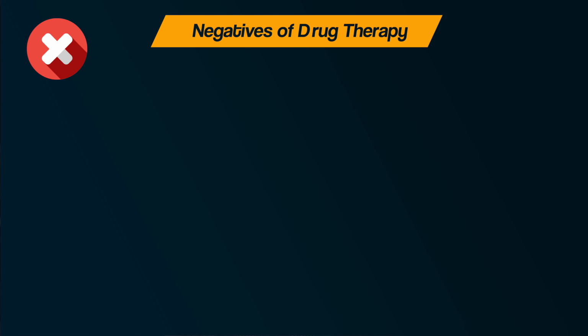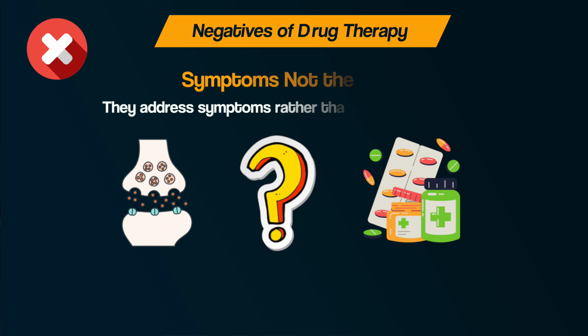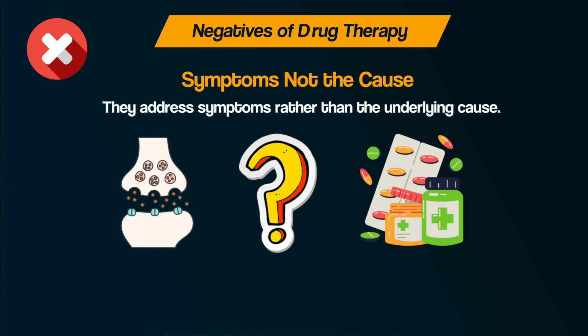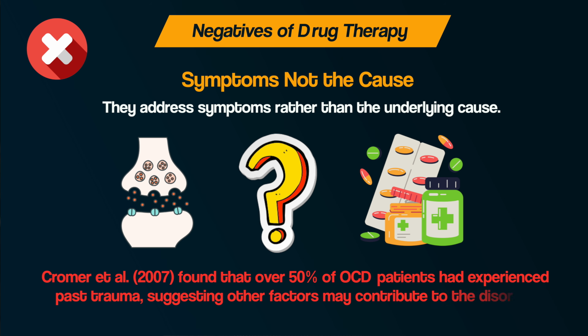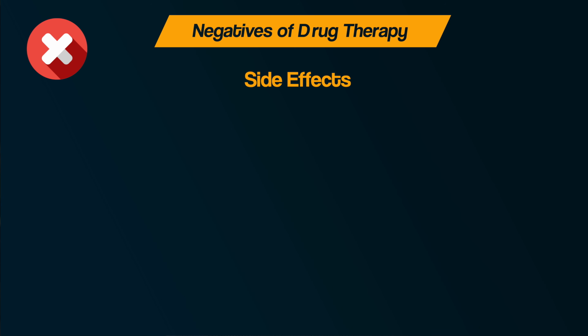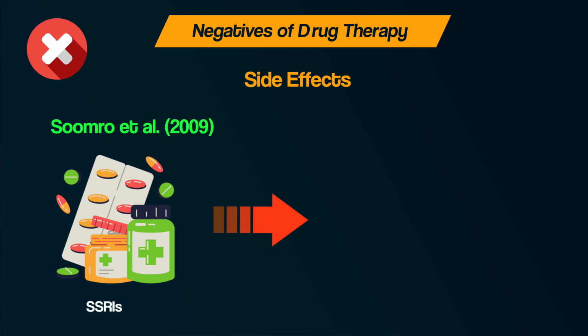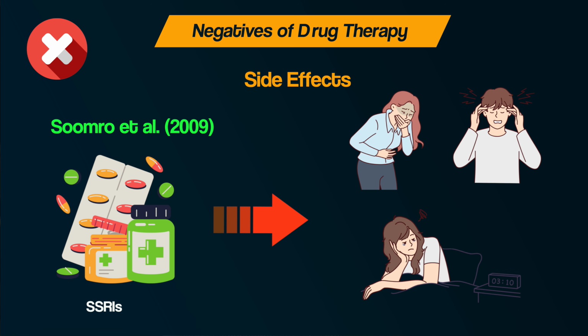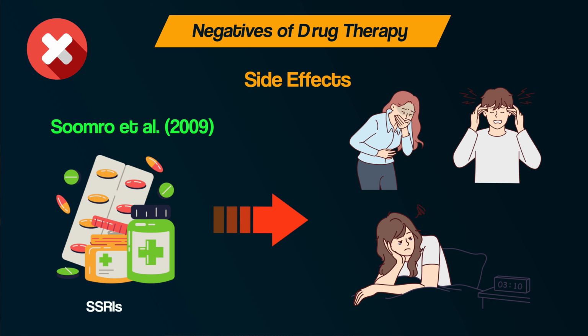However, a limitation of biological treatments for OCD is that they address the symptoms rather than the underlying cause, as research by Cromer et al. found that over 50% of OCD patients had experienced a past trauma, suggesting other factors may contribute to the disorder besides biology. A further limitation of drug treatment for OCD is side effects, as Soomro et al. in 2009 found that SSRIs often cause nausea, headaches, and insomnia, making cognitive behavioural therapy a potentially more favourable alternative.